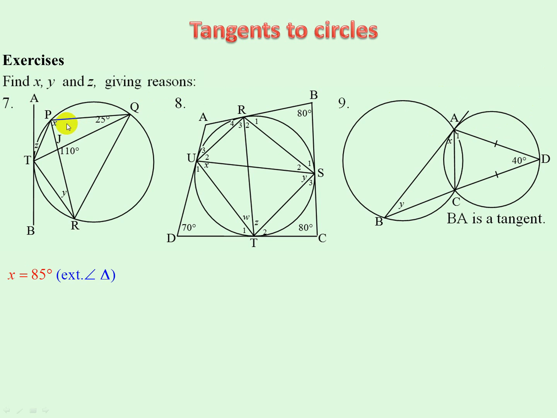What's y equal to? Oh, pretty straightforward, hey? Angles in the same segment. What's z equal to? Well, there's the tangent, there's the chord, there's the angle subtended by the chord. So z is 25 degrees by tan chord.